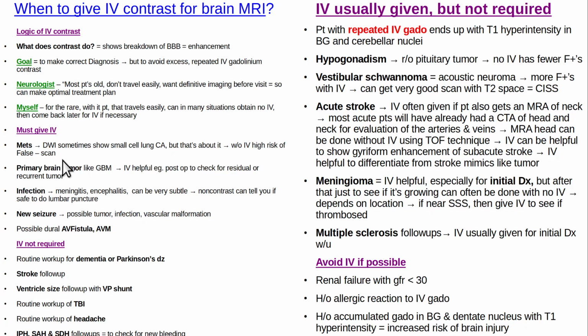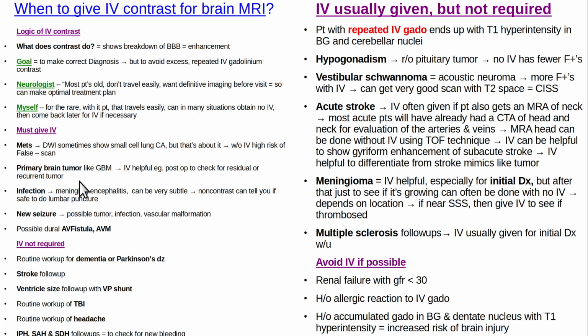If we're looking for metastases, and that's a common reason to do brain MRI, you need IV. If there's a primary brain tumor, like a glioblastoma multiforme, GBM, IV is helpful. And it's helpful post-op, to check for residual recurrent tumor. It's helpful for checking satellite sites of tumor. You want to give IV.